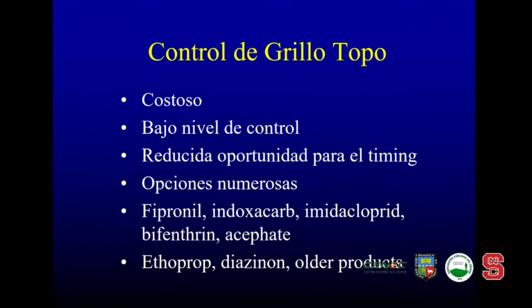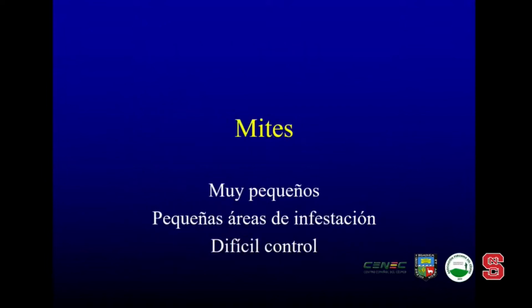Other products like bifenthrin or lambda-cyhalothrin or acephate, these just don't have any residual activity. You'll kill a few of the crickets when they're small, but they don't last very long. And so they would not be my preferred options when you're trying to control them early. Older products, and I don't know about the availability, but products like ethoprop, diazinon, these are old organophosphate chemistries that still work very, very well and are very effective against controlling mole crickets.